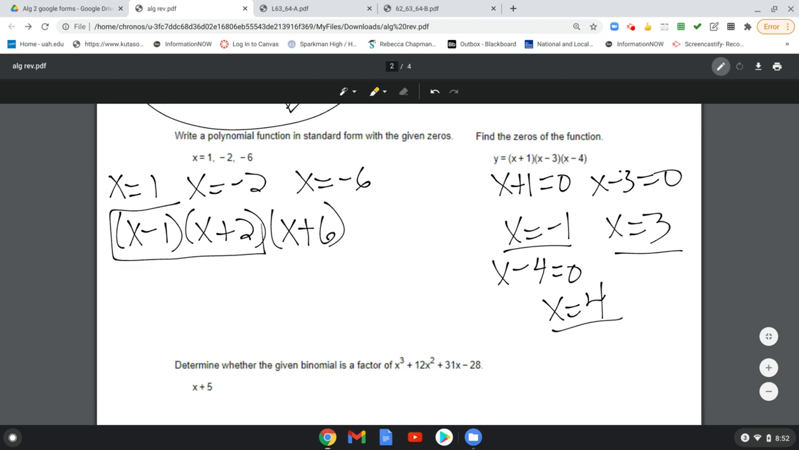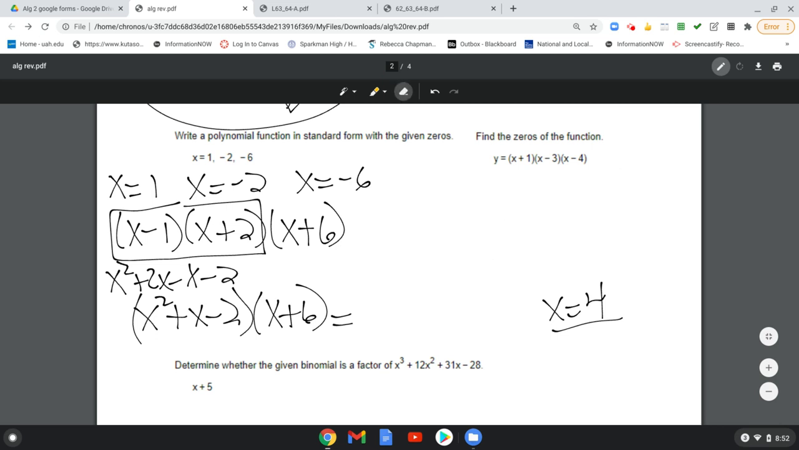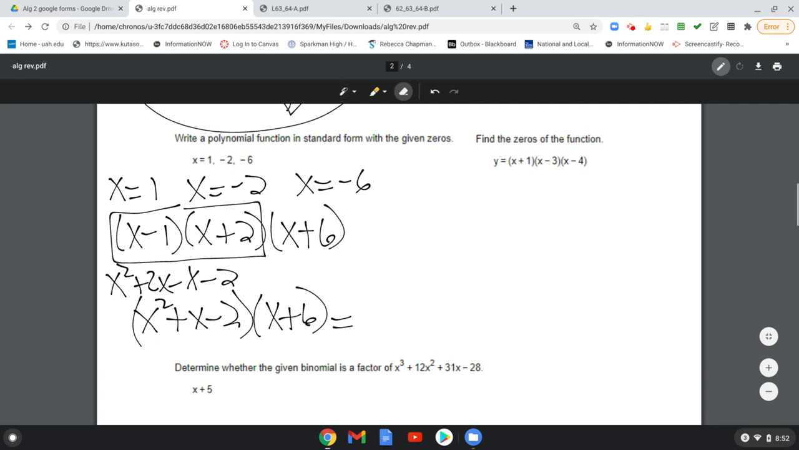I'm going to FOIL these 2 together. So that gives me x squared plus 2x minus x minus 2, which gives me x squared plus x minus 2. Now I'm going to have to FOIL it with the x plus 6. I'm going to erase this over here because you could have paused the video to get what you needed off of that side. So when I multiply, I'm going to distribute that x squared over here.